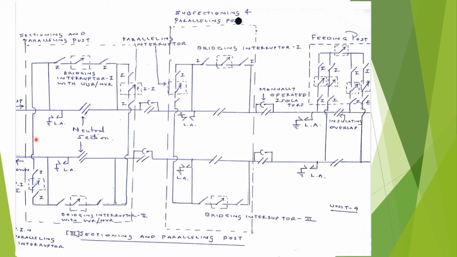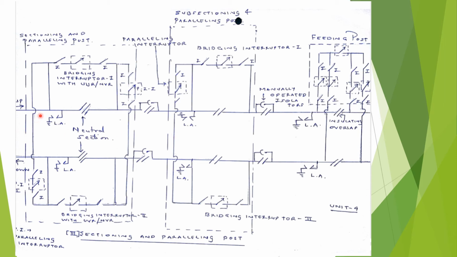Now why I'm trying to explain this is the importance of this bridging interrupter that is shown here. For example, if there is a failure at this feeding post, and because of which there is a power supply failure in this section on the right hand side of the neutral section, but the supply on the left hand side of the neutral section is healthy. So what you can do is route the supply from the healthy section to the unhealthy section.